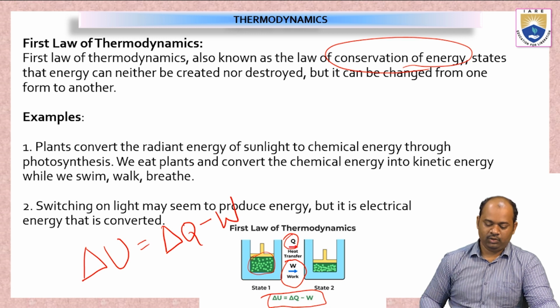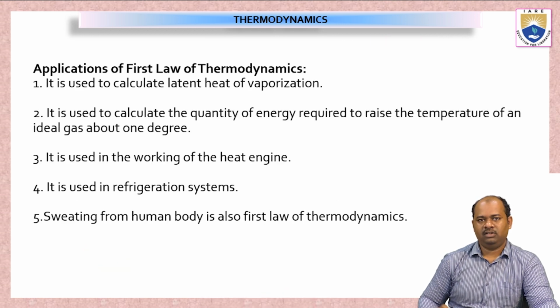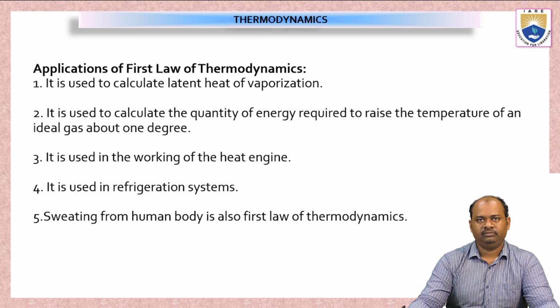Okay. So the first law of thermodynamics states the law of conservation of energy, where we only convert the energy from one form to another form, but we are not creating or destroying it. So the first law also indicates the equation delta U is equal to delta Q, that means change in heat transfer, minus work done. Now we'll see what are the applications of the first law of thermodynamics.